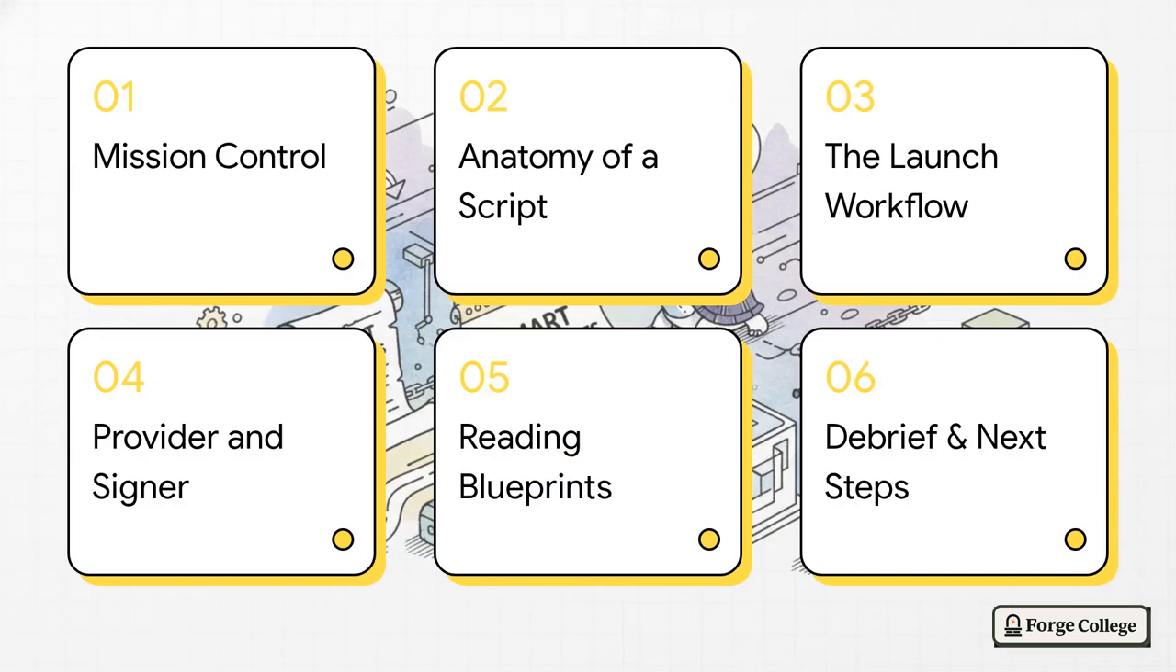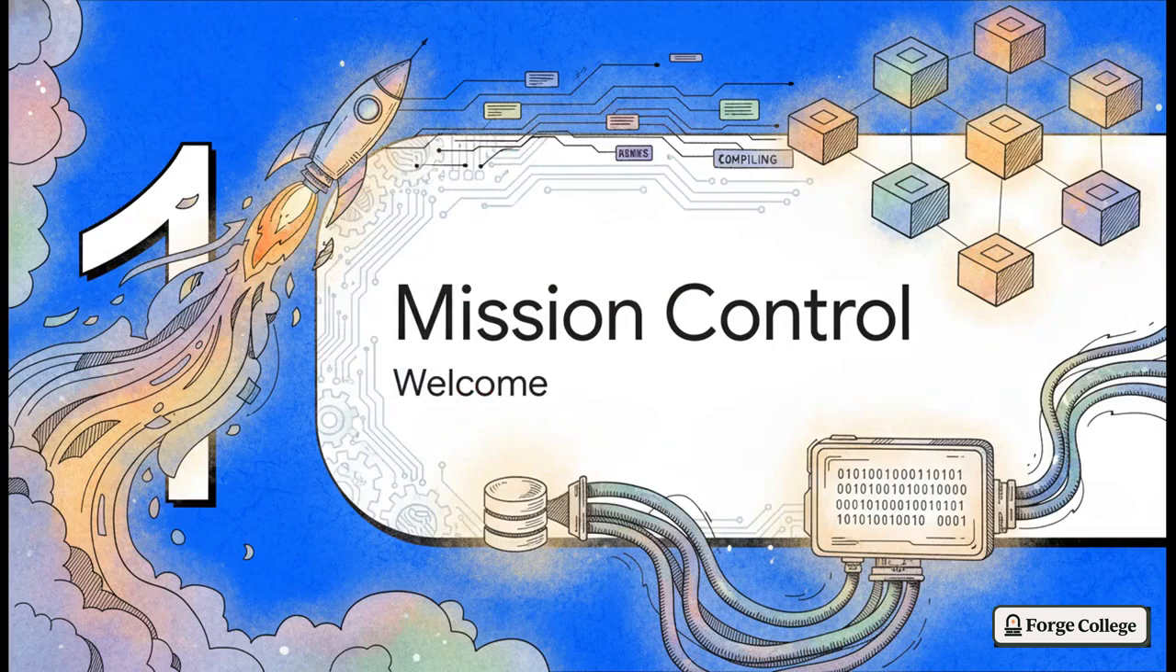First up, welcome to mission control. Then we'll look at the anatomy of a script, cover the launch workflow, define the provider and signer, spend some time reading the blueprints, and finally wrap up with our debrief and next steps. Welcome to Mission Control. Let's write that automated launch sequence and get our code onto the blockchain.